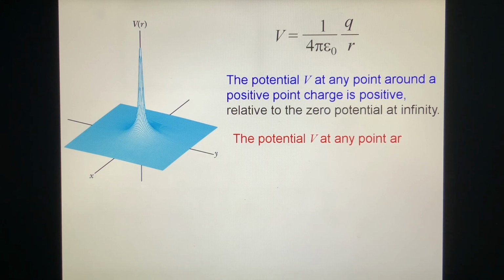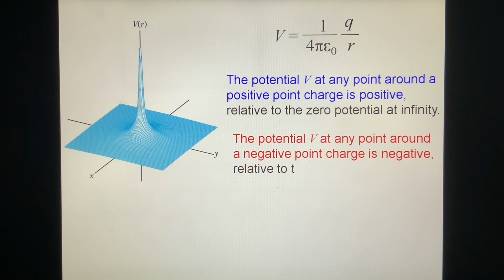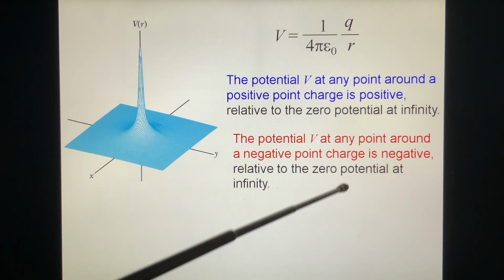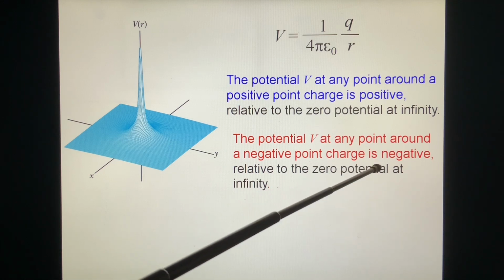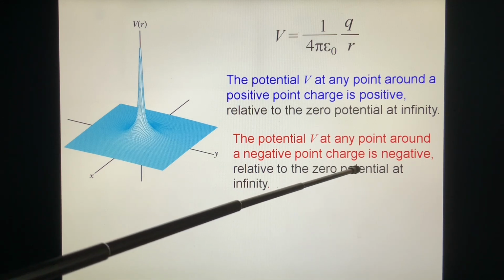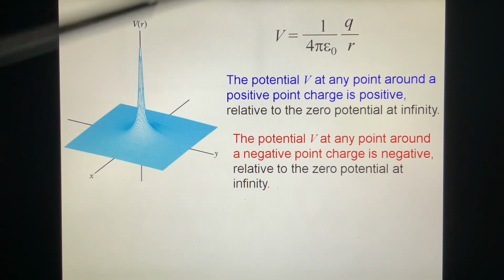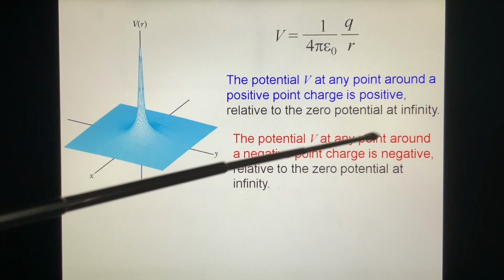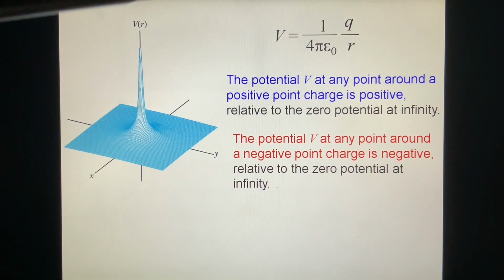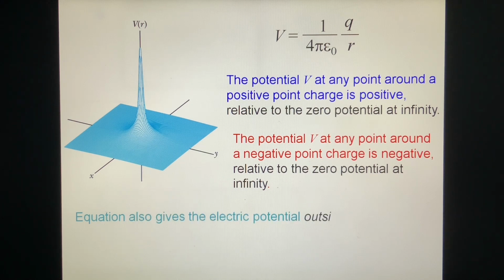The potential V at a point around a negative point charge is negative relative to the zero potential at infinity. So also we set the infinity potential as 0, and then this Q is negative. That means around a negative charge Q, the V is negative at any point in the field produced by the point charge.